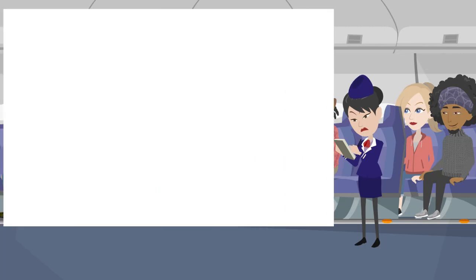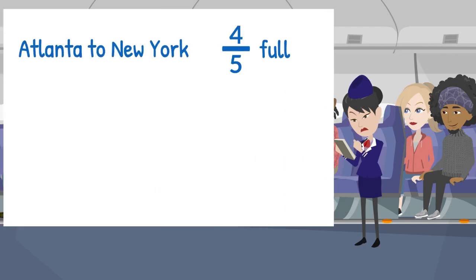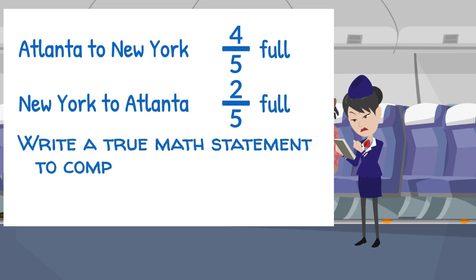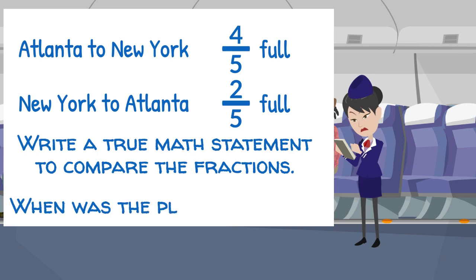During her pre-flight safety check from Atlanta to New York, Seiko noted that the plane was 4/5 full. On the return flight, the plane was 2/5 full. Write a true math statement to compare the fractions. When was the plane more full?